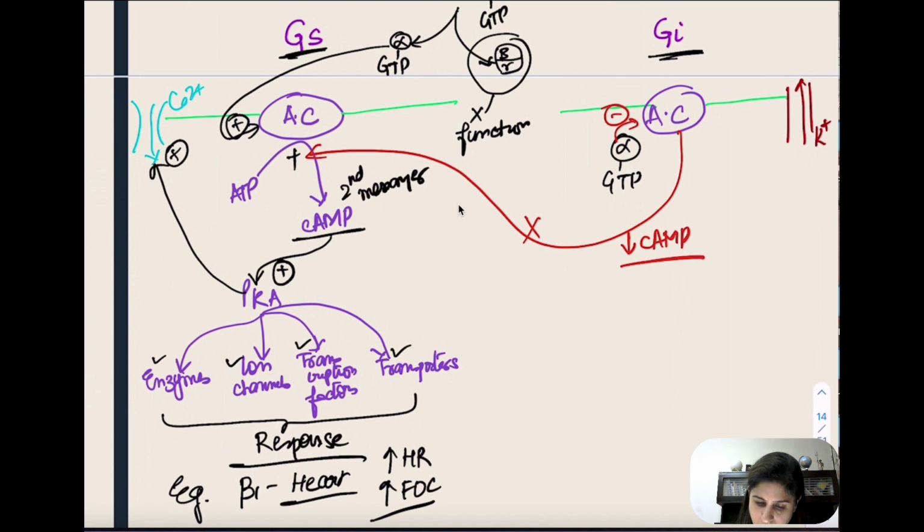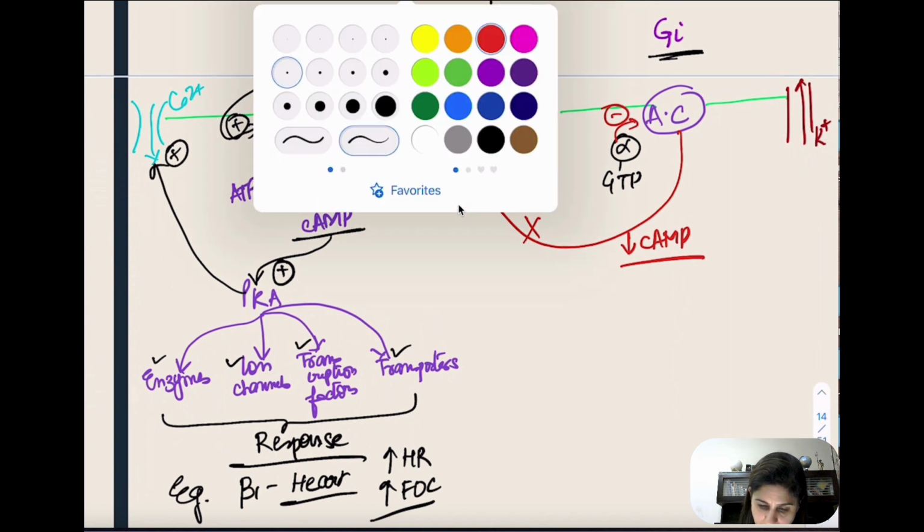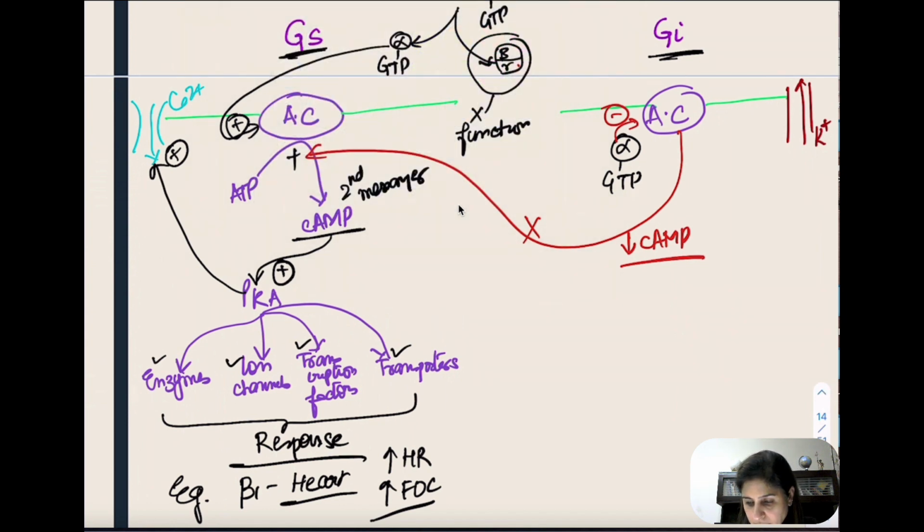And what else here? There is a role of beta and gamma. Beta and gamma here are not sitting quietly. They are going to do something. So this is beta and gamma subunit. They are going to stimulate these potassium channels. So when these potassium channels are stimulated, they are going to increase the outflow of potassium ions. Okay, so they are going to increase the potassium efflux. बाहर निकालते हैं potassium को.